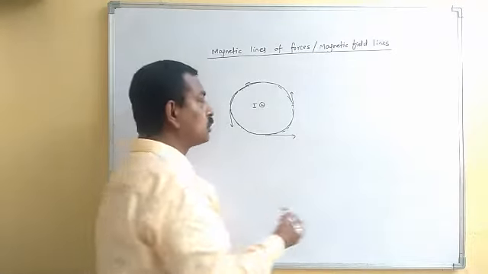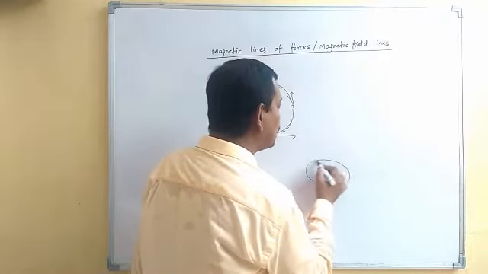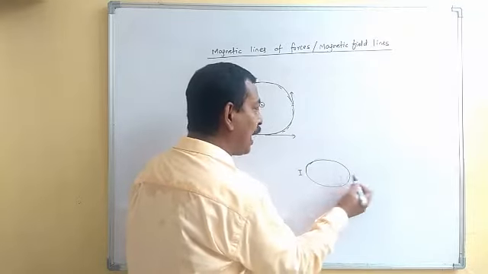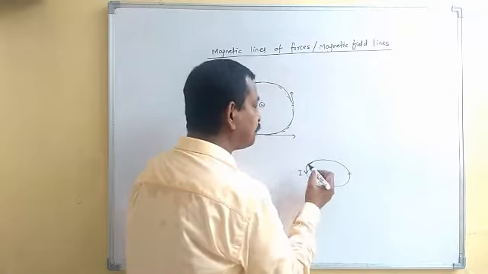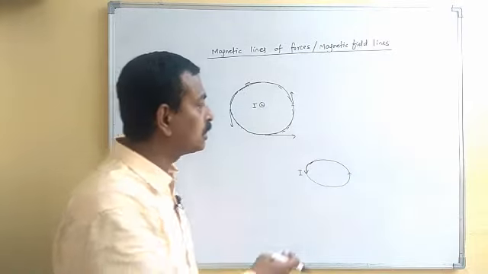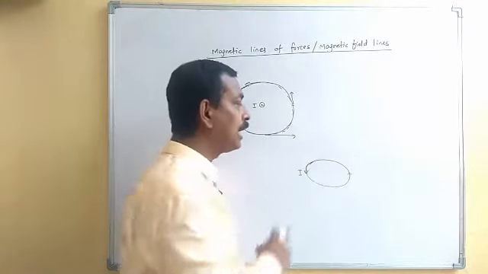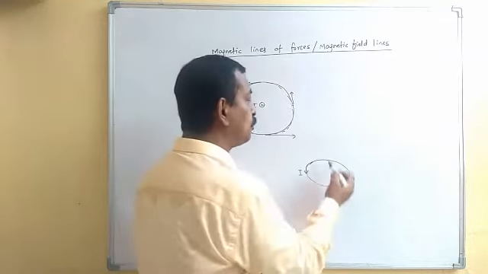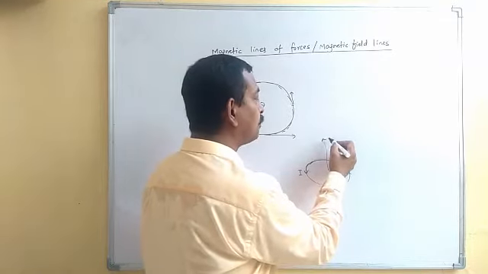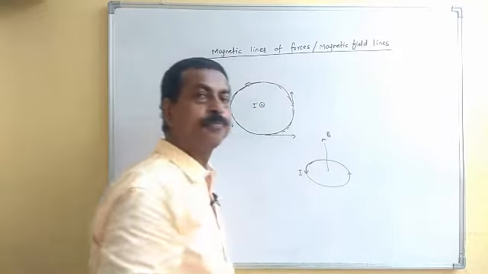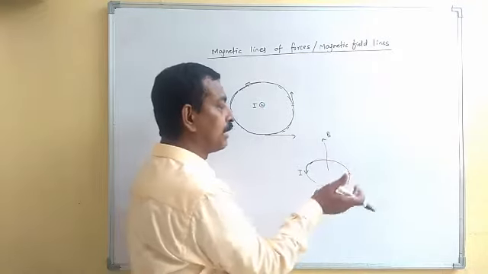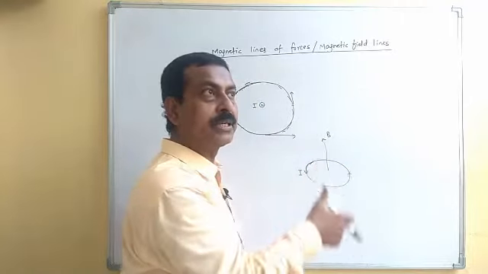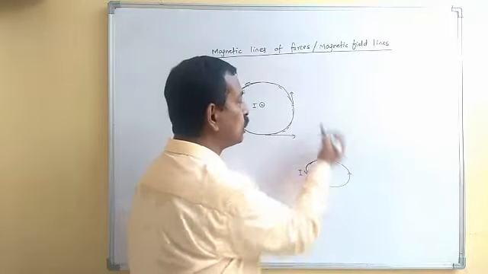But suppose you have a wire which is carrying current. Now this time you have a wire carrying current in the anti-clockwise direction. What will be the direction of the magnetic field? The magnetic field will be in this direction, because if you apply the right hand thumb rule, the curled fingers are in the direction of current and the thumb indicates the direction of the magnetic field. So it is in this direction.